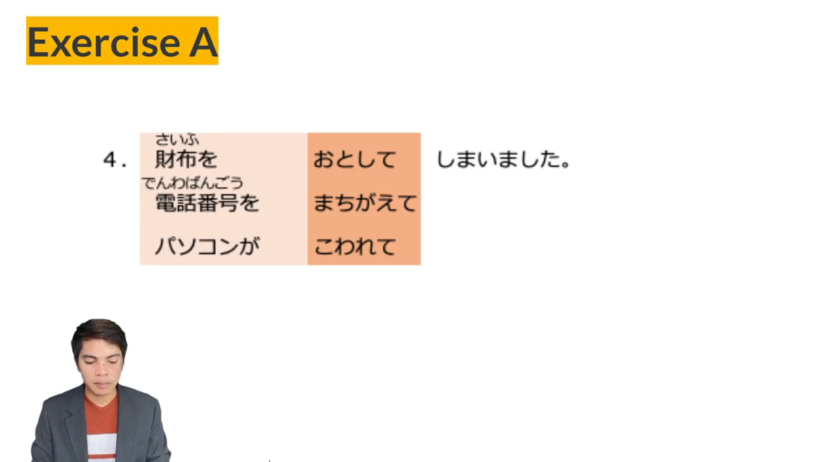Next line, denwa bangou wo machigaete shimaimashita. So from the verb machigaimasu, to make a mistake, machigaete shimaimashita, then denwa bangou, the telephone number. Next line, pasokon ga kowarete shimaimashita. The pasokon, the PC, ga kowarete shimaimashita, is broken. Kowaremasu, te shimaimashita, kowarete shimaimashita. So to express your feeling of regret, disappointment, just use the verb te shimaimashita.